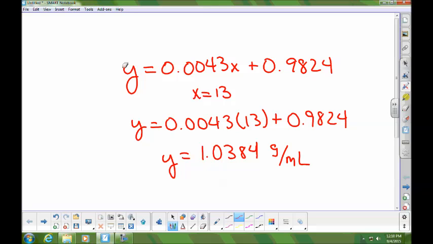Again, the thing you want to remember is that this number here represents our density, and this number here represents our concentration. If you know either the density or the concentration, you can get the other.